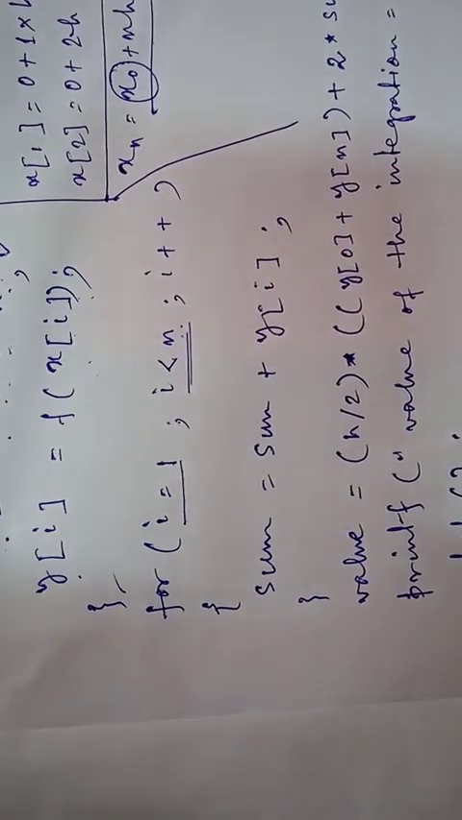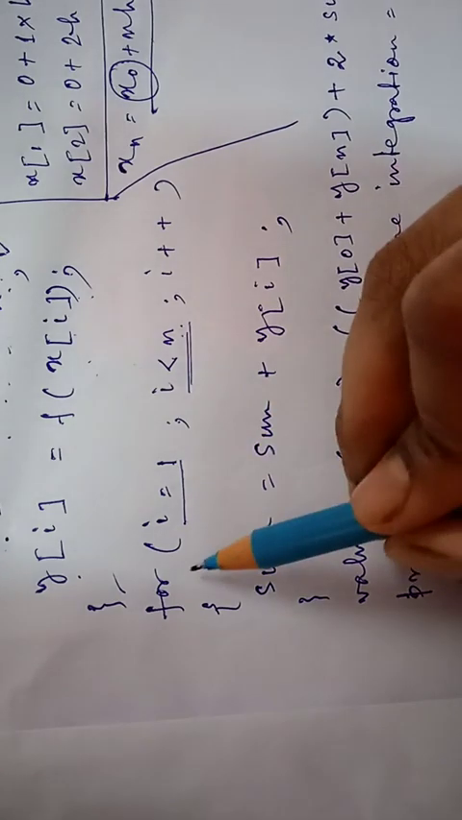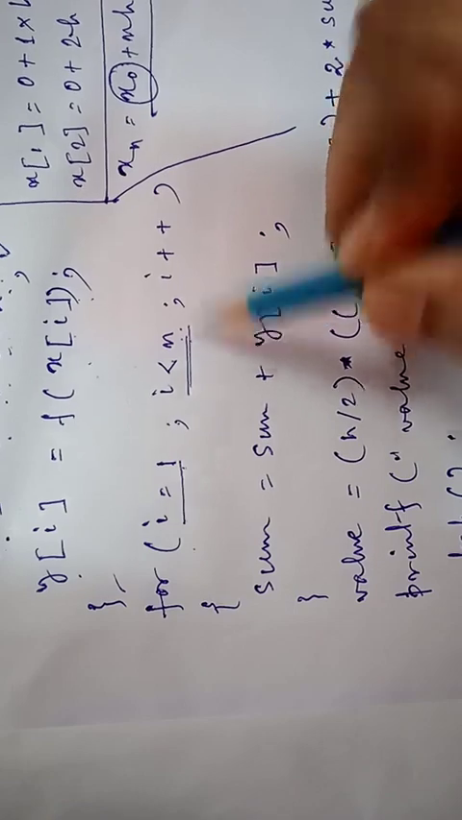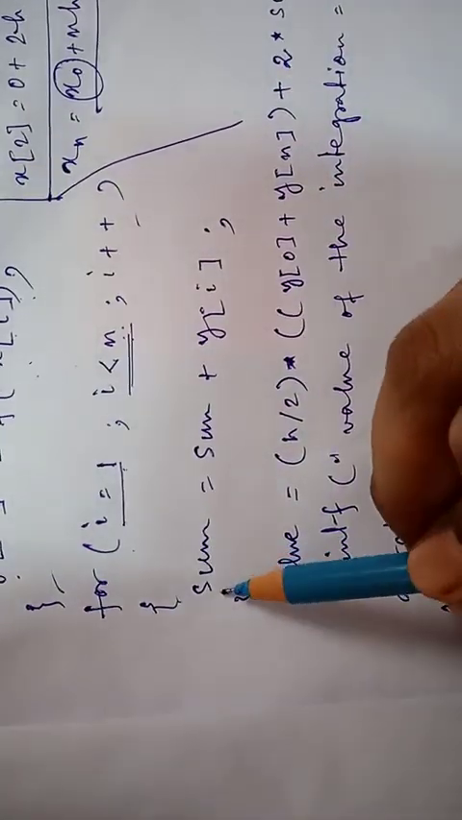Why? Because if you check the formula for the trapezoidal rule, that is h by 2 into, in third bracket, y0 plus yn plus 2 into (y1 plus y2 plus dot dot yn minus 1). So we are trying to get all those y1, y2 up to yn minus 1. That's why we have taken that for loop starting at 1, ending at n minus 1.